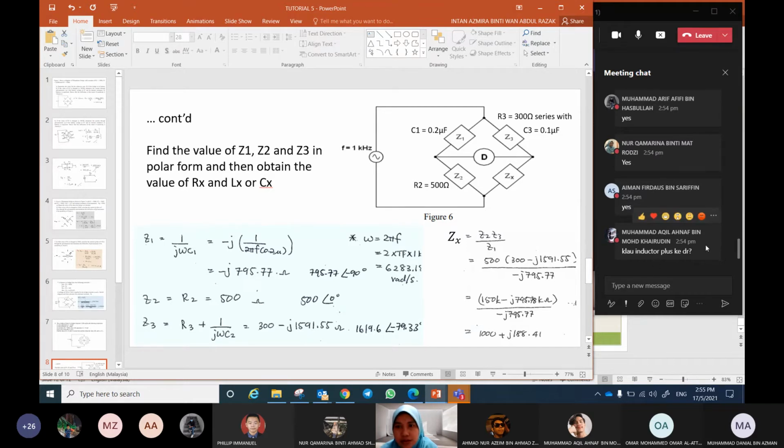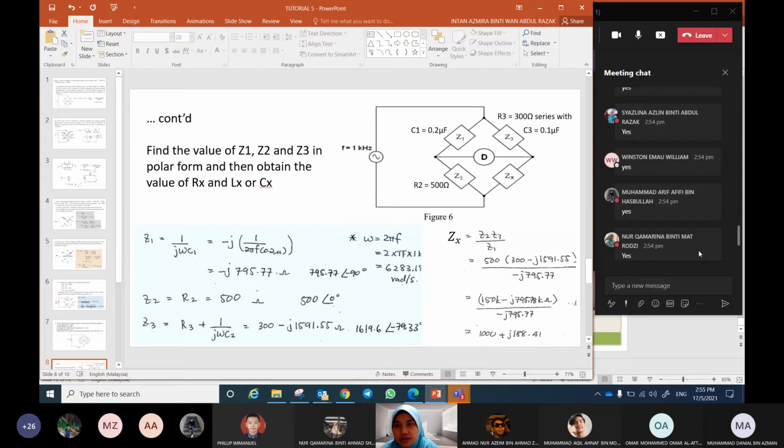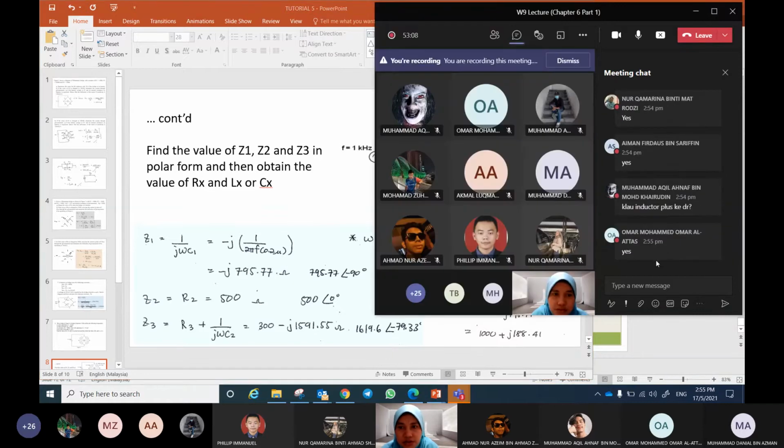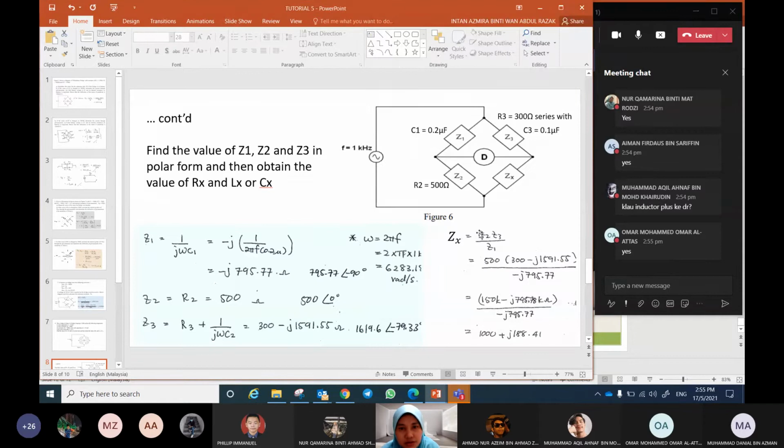Kamarina, Arif Afifi, Alman Firdaus, Akil Ahnaf, Emma, Shazlina, Al-Amin, Daniel. Okay, and then now we substitute all the Z into the balance equation. Omar got the answer. Okay, good. So this is the balance equation: Zx is equal to Z2 Z3 over Z1.